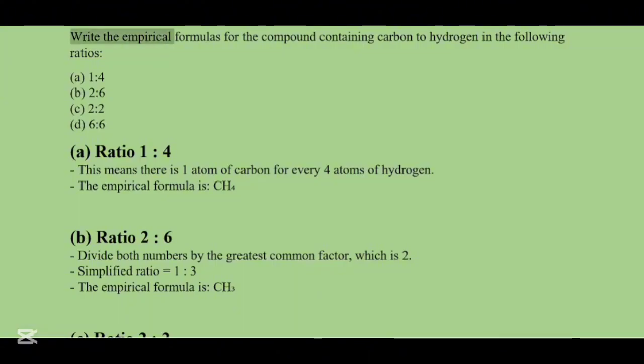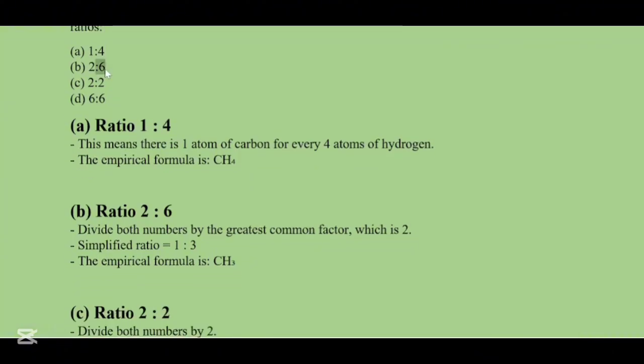They are saying to write the empirical formula for the compound containing carbon and hydrogen in the following ratios. The first ratio is 1:4. This means that there is 1 atom of carbon for every 4 atoms of hydrogen. So the empirical formula will be CH4. The second ratio is 2:6. This means that you will divide both numbers by the greatest common factor, or the smallest value, which is 2, and you will get the result 1:3.